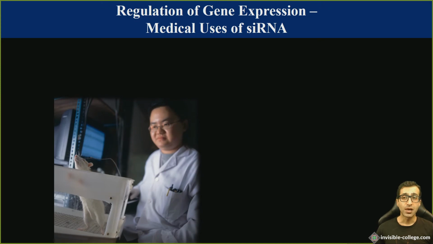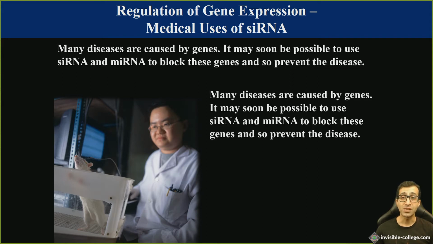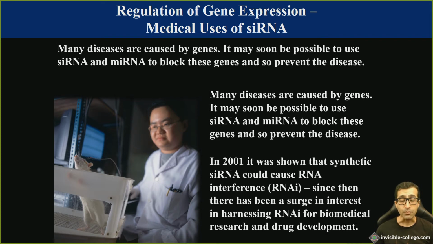As a result of research into this area, we can see that many diseases are actually caused by genes, and it may soon be possible to use siRNA and miRNA to block those genes and thereby prevent these diseases. In 2001 it was shown that synthetic siRNA could cause RNA interference. Since then there's been a huge surge in interest in harnessing RNA interference for biomedical research and also for drug development.